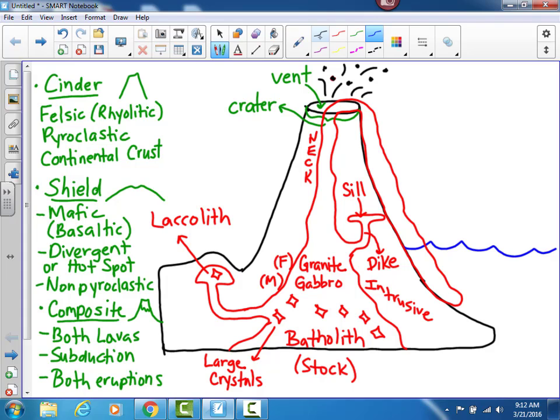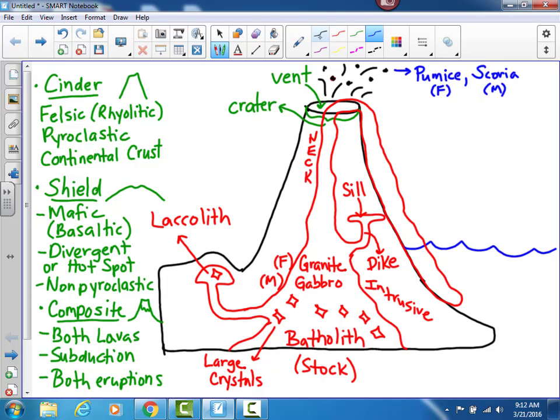If they were exploded off the top with a lot of gases, then you might produce pumice or scoria. Those were the ones with holes in them from the trapped gases as the lava hardens. Pumice was felsic, it was light colored. Scoria was mafic, it was dark colored.